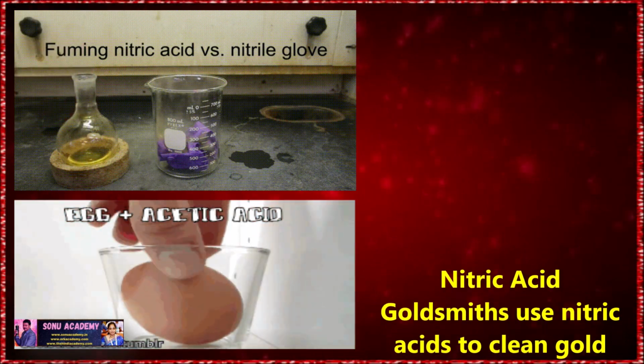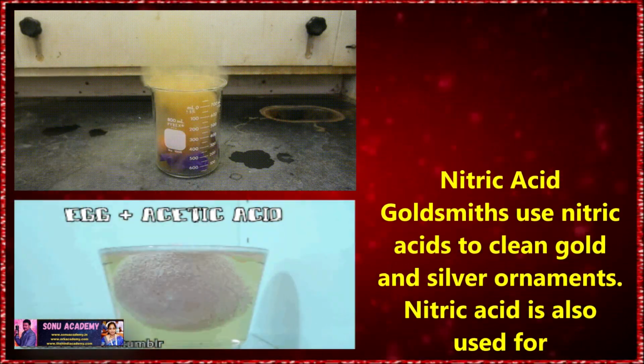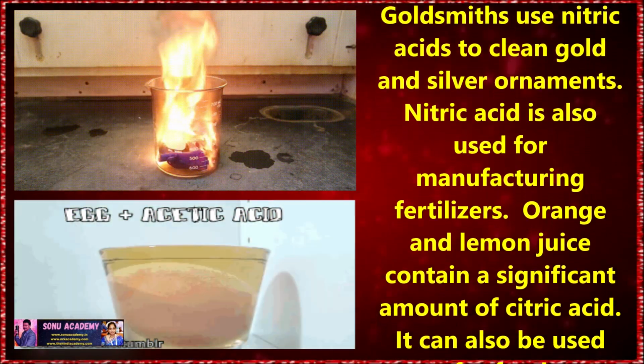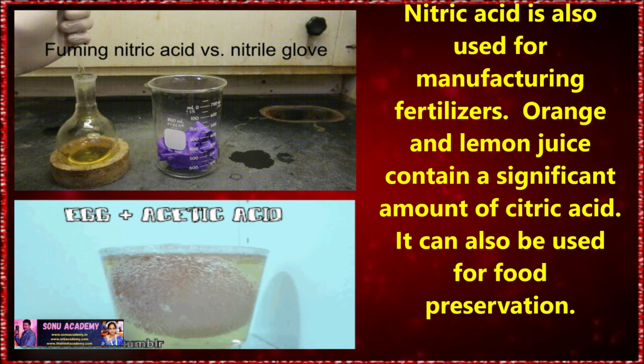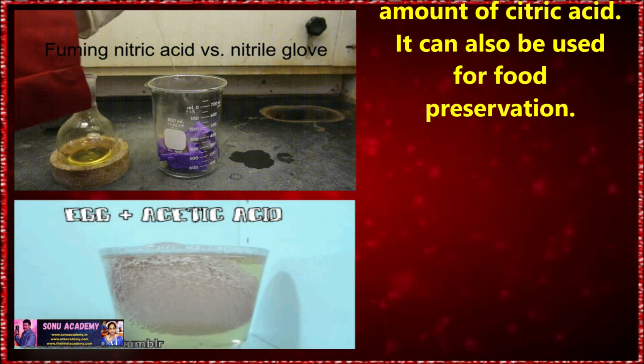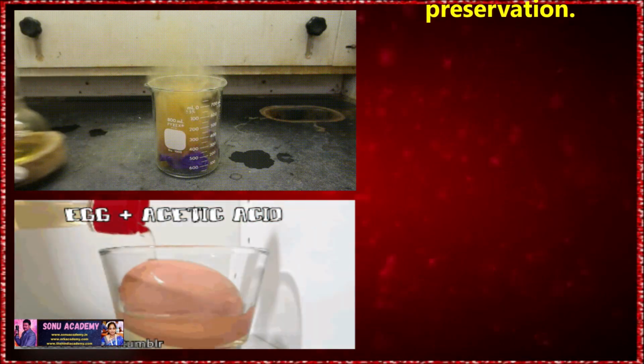Nitric acid. Goldsmiths use nitric acid to clean gold and silver ornaments. Nitric acid is also used for manufacturing fertilizers. Orange and lemon juice contain a significant amount of citric acid. It can also be used for food preservation.